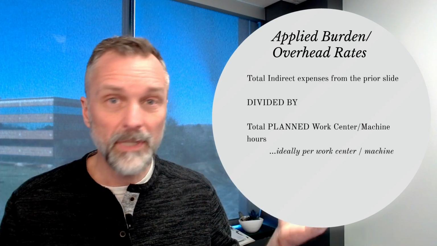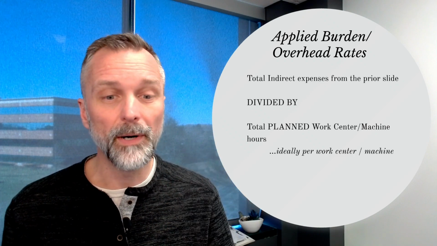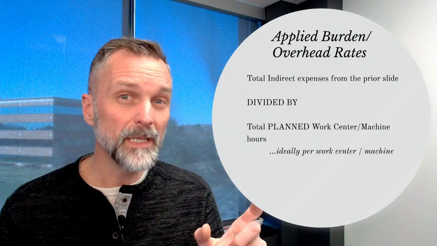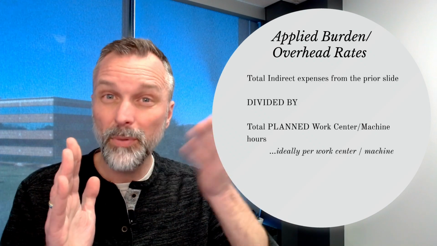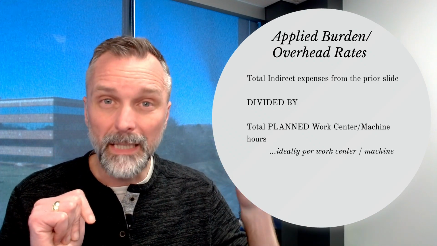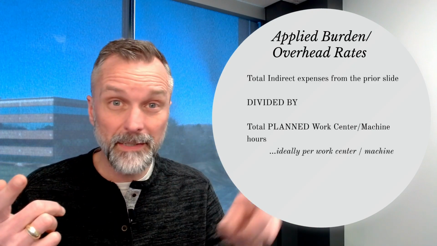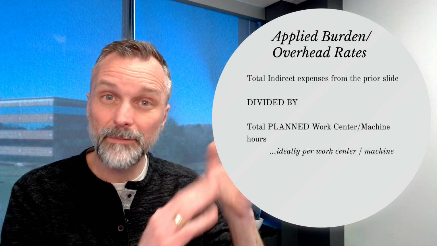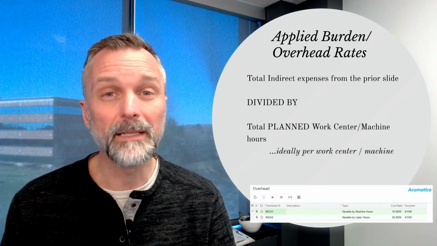$50 per hour, $70 per hour, $22 per hour. The point is it's a rate per hour, and ideally that's going to be done by work center. So if we have 10 different work centers, we could have potentially 10 different rates based on those planned production hours. Not every work center probably has the same capacity, and that's why we can get different rates. So that's the calculation and the logic.